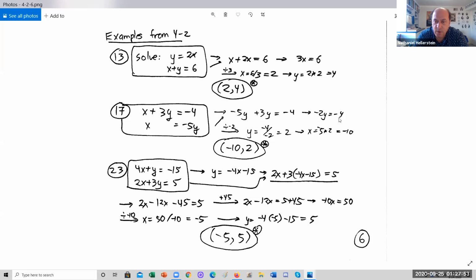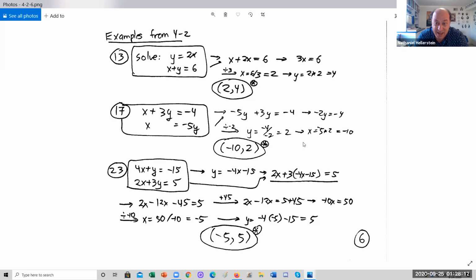That equals -4. Divide both sides of this equation by -2 and get y equals -4 over -2. That's 2. x is -5 times y, so that'll be -5 times 2, which is -10. And the solution is -10 by 2.